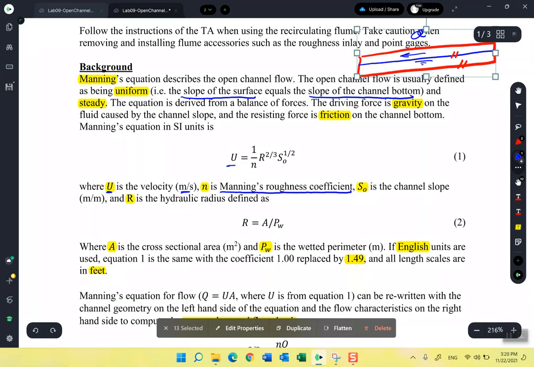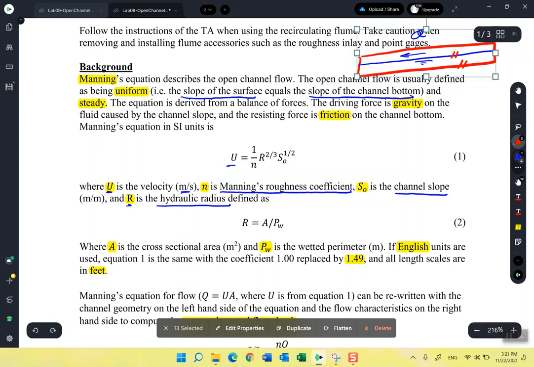And just to let you know, in this experiment, our objective will be how to measure or determine the Manning roughness coefficient for different materials. S naught is the channel slope that can be adjusted, as we said before, and R is the hydraulic radius. And the hydraulic radius is a simple relation between the area and the wetted perimeter.